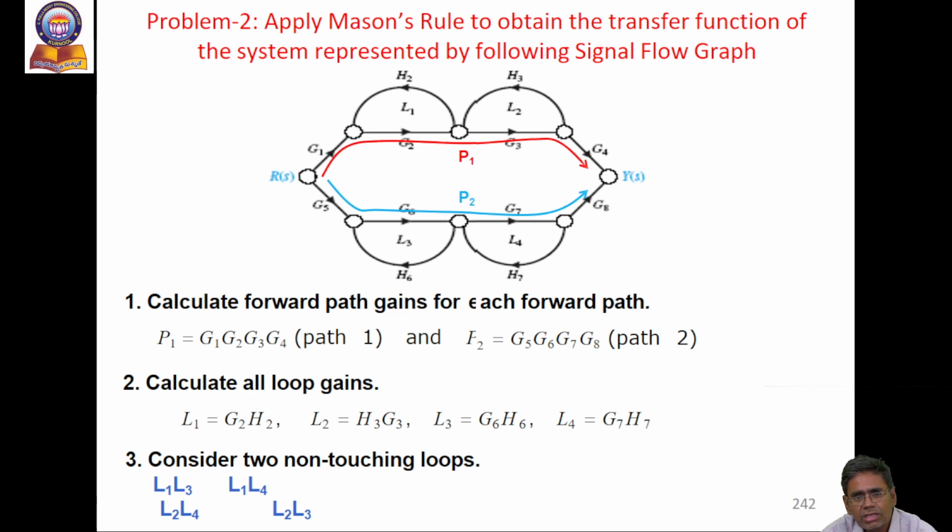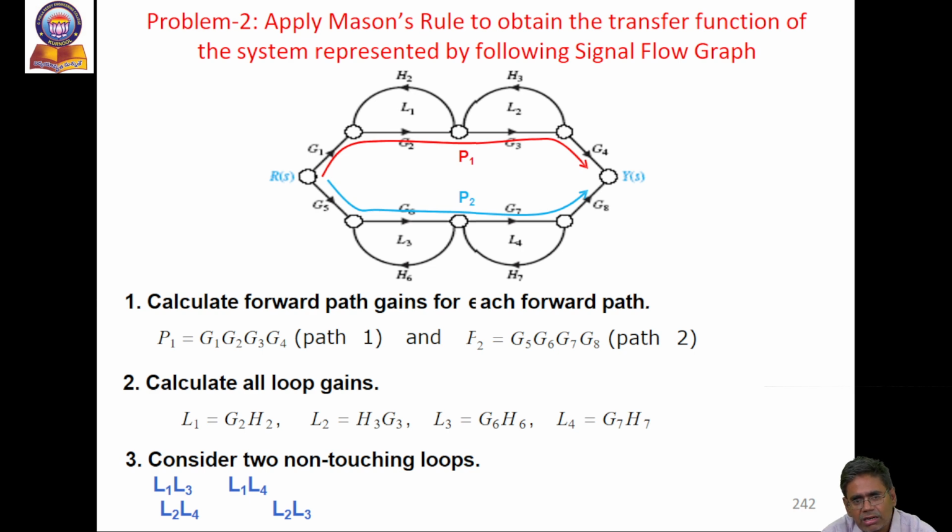G1, G2, G3, G4 is path 1. G5, G6, G7, G8 is path 2. Calculate all individual loops: L1, L2, L3 and L4. There are four individual loops.